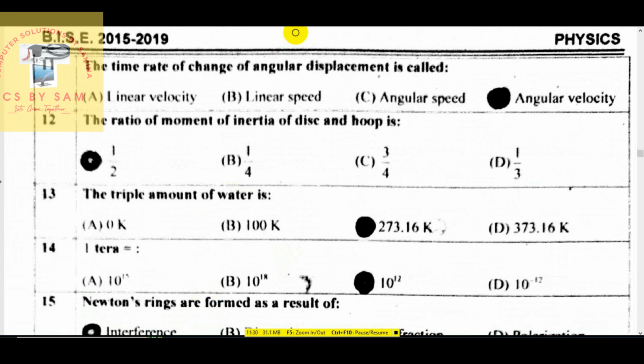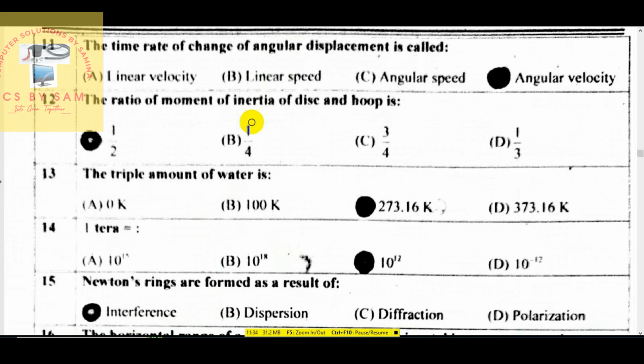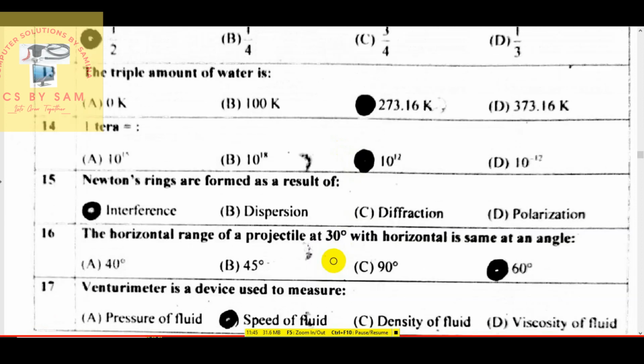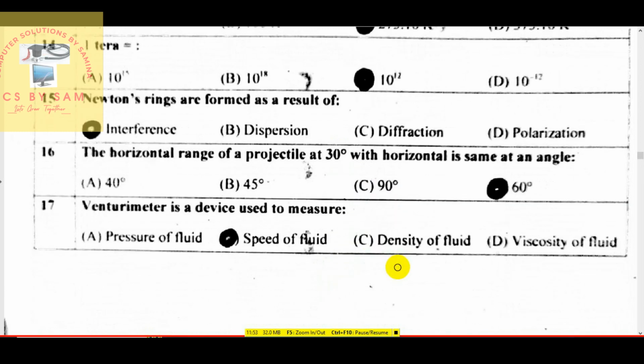The time rate of change of angular displacement is called angular velocity. The ratio of the moment of inertia of disk and hoop is 1 over 2. The triple point of water is 273.16 K. 1 tera is equal to 10 raised to power 12. Newton's rings are formed as a result of interference.